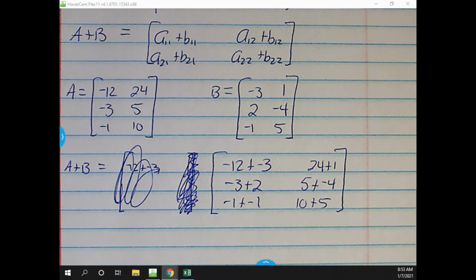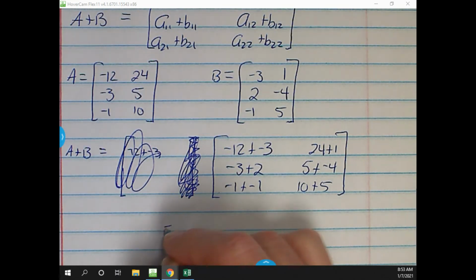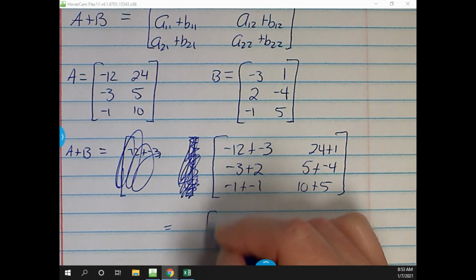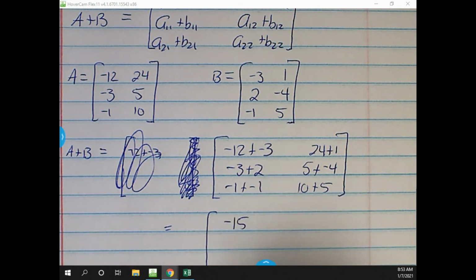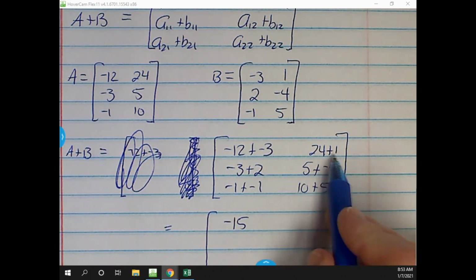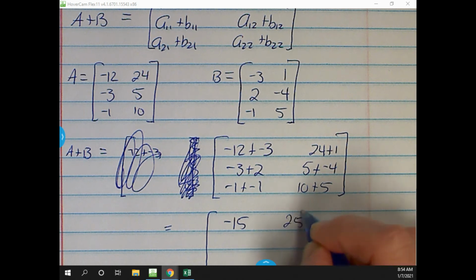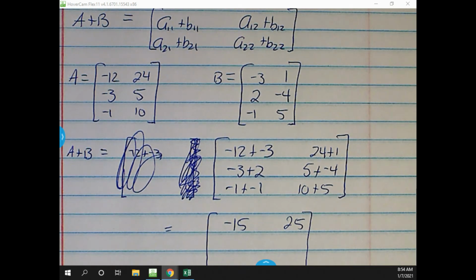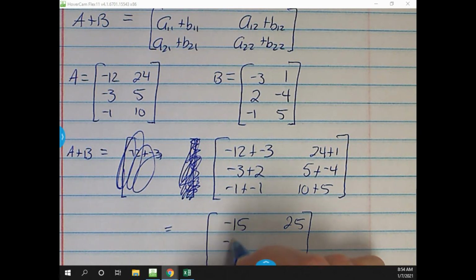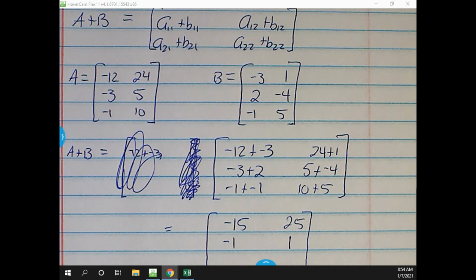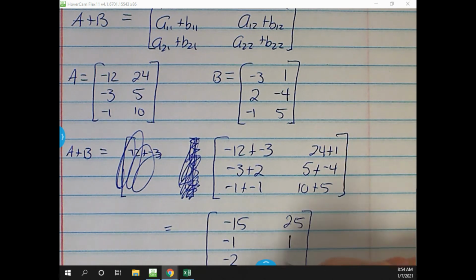Okay. And all you'll do from there is just add up the numbers. It's -12 plus -3. That's a -15. 24 plus 1 is 25. -3 plus 2 is -1. 5 plus -4 is 1. -1 plus -1 is -2. And then 10 plus 5 is 15.